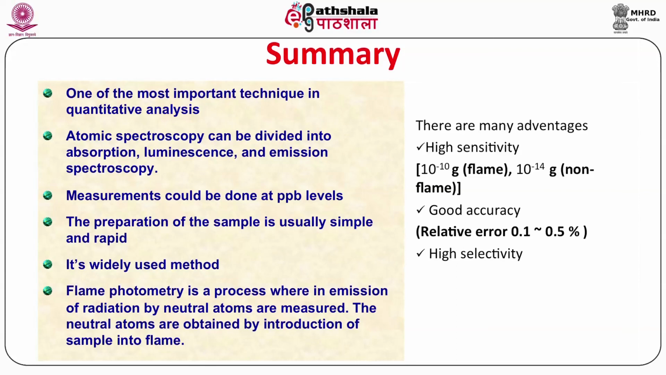There are many advantages, such as high sensitivity, that is 10 to the power minus 10 gram in the flame and 10 to the power minus 14 gram in the non-flame, good accuracy with a relative error of 0.1 to 0.5%, and high selectivity. These are the advantages associated with flame photometry.